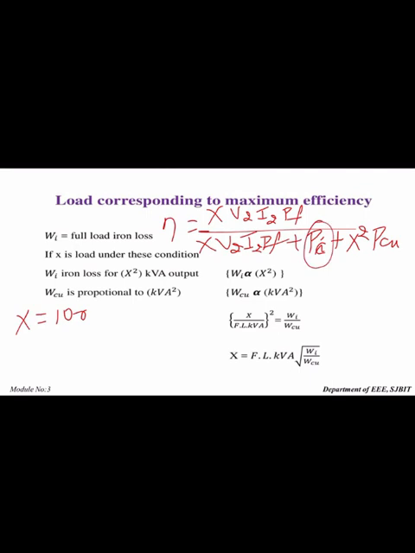But for the copper loss, the formula is I square R. As the load varies, the current varies, so the copper loss depends on the square of the load. To calculate the maximum efficiency, we should calculate the load at maximum efficiency, which is given by X equals the full load kVA into the square root of iron loss by copper loss. By using this we can calculate the percentage of load at which we can achieve the maximum efficiency.